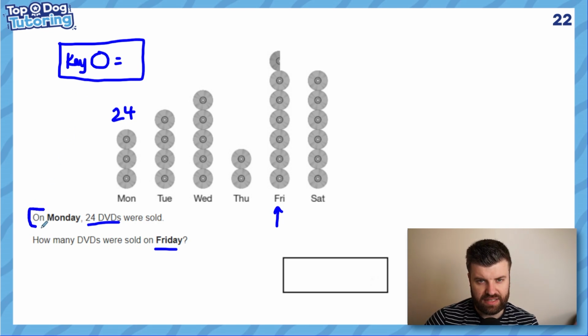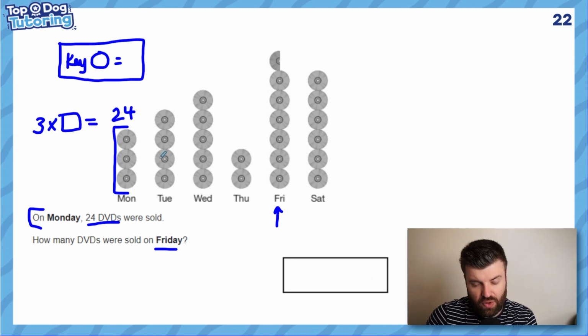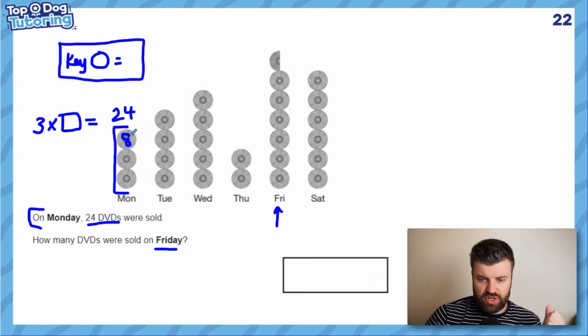Using the first sentence. On Monday, 24 DVDs were sold. So what we need to know is that 3 pictures of a record is equal to 24. So 3 lots of something is 24. We have to use our times table facts, or we could divide by 3. What times 3 is 24? Well, the answer is 8. And once we've done that, we've actually worked out the key to answer the question.